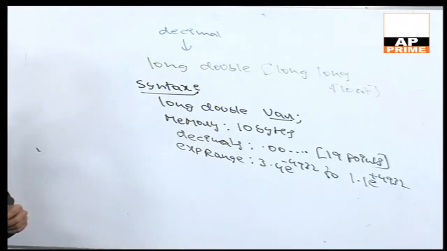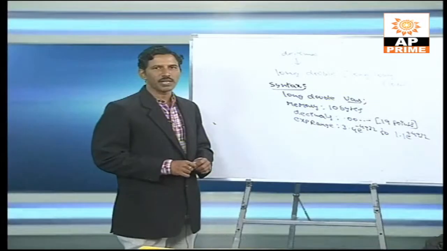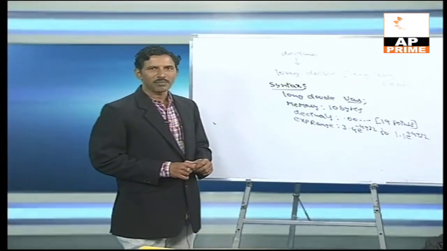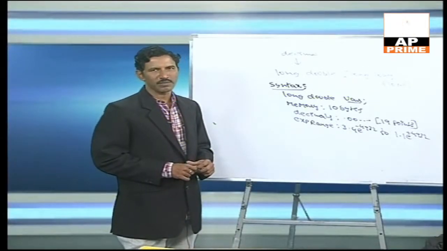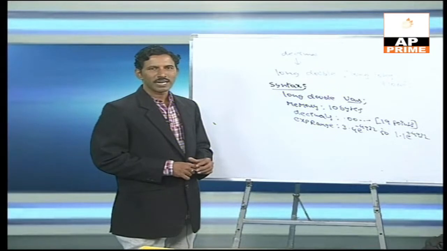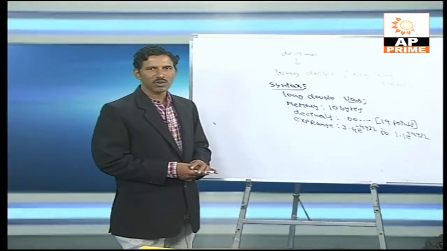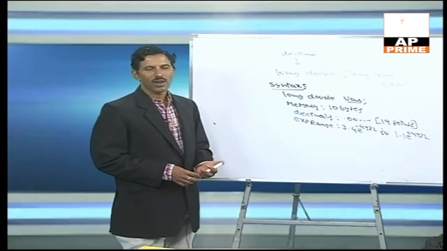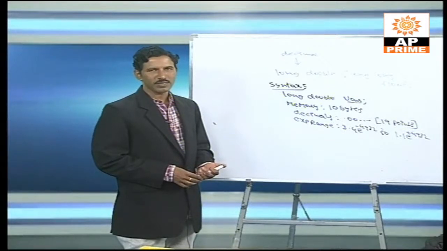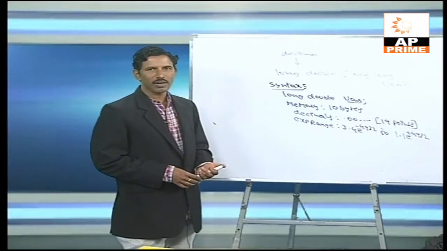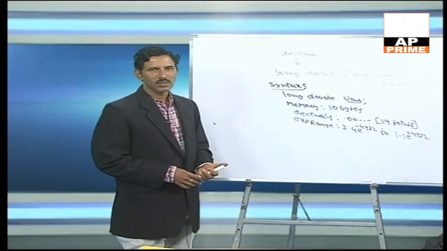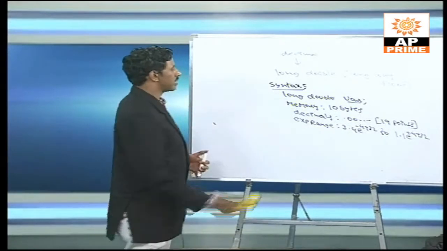Finally, what is my conclusion? Under decimal, which data types are there? Float, double and long double. Float means 4 bytes, 6 points. Double means 8 bytes, 15 points. Long double means 10 bytes, 19 decimal points. These are the decimal data types.